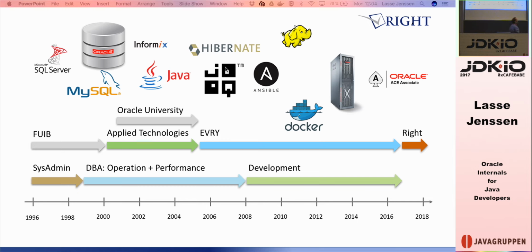The last 10 years, I have worked with Java developers in development projects. I've been working with different databases: SQL Server, MySQL, Oracle. Right now, I'm in a project where we want to move a lot of the data from Oracle into Hadoop, using Oracle as the interface to the Hadoop data through a product called Gluent.